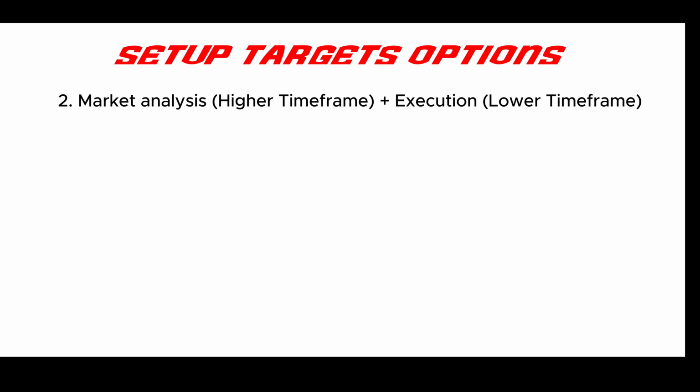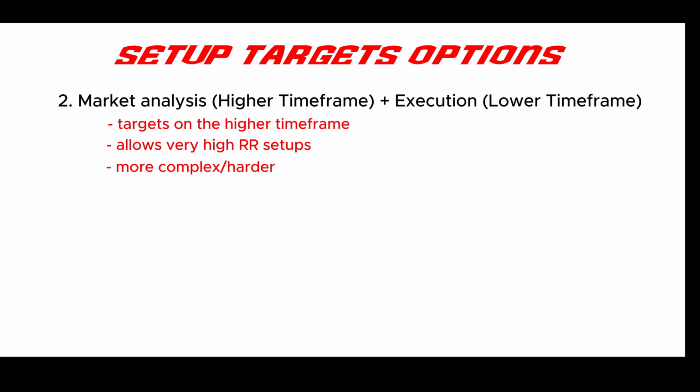The second option: market analysis on the higher time frame and trade execution on a lower time frame, with targets on the higher time frame. This option allows for very high risk to reward ratio setups. However, it is more complex as you have to do market analysis on the high time frame first, then zoom in on the lower time frame and look for a trading setup there.